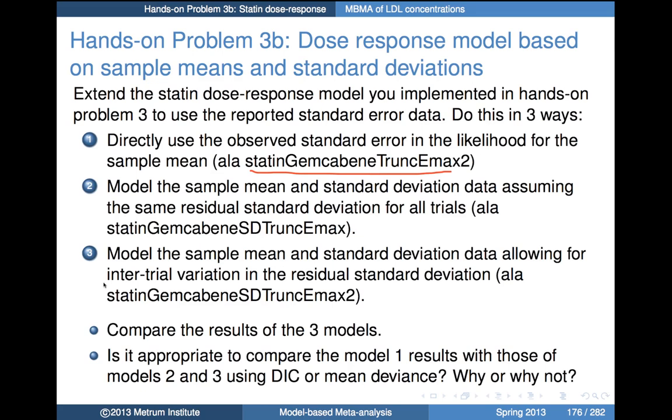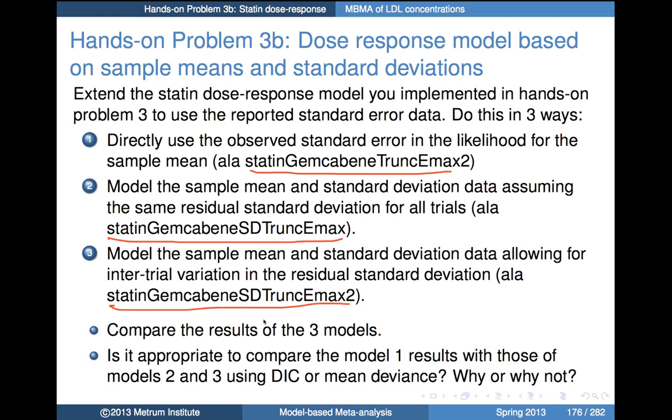The second and third cases correspond to the two cases we went over today. So the second is going to be to model the sample mean and standard deviation data, assuming the same residual standard deviation for all of the trials, like we did in the first example for today, statin gemcobine SD trunk Emax. And then the third case is where, again, you're going to model the sample mean and standard deviation data, but now you allow for intertrial variation in the residual standard deviation. Again, that's like the last example I did. Let's go ahead and do those.